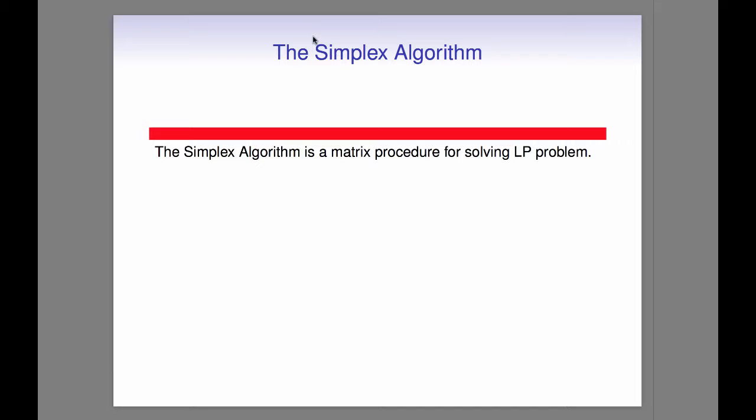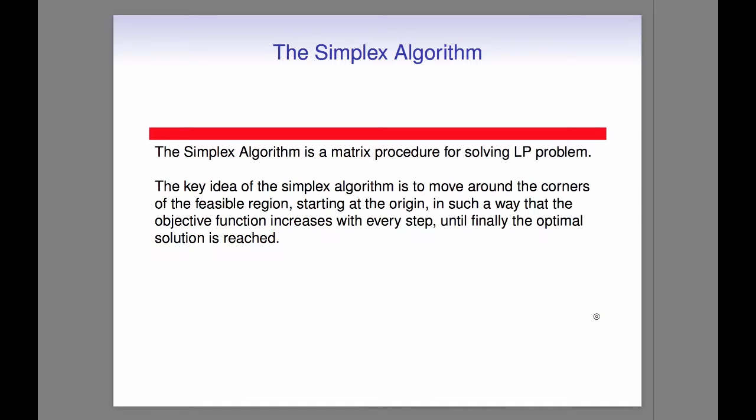This week we're going to look at the simplex algorithm, which is a matrix-based algorithmic method for determining the solution to linear programming problems. The basic idea of the algorithm is that you start at one corner of the feasible region and you move from corner to corner until you find the corner at which the optimal solution is attained.